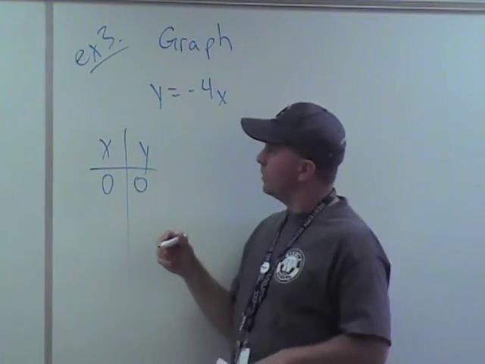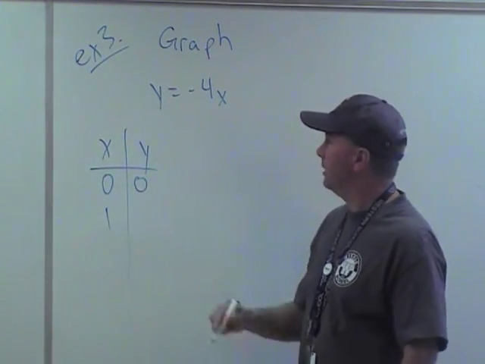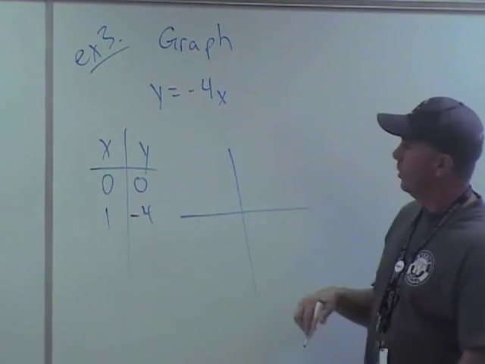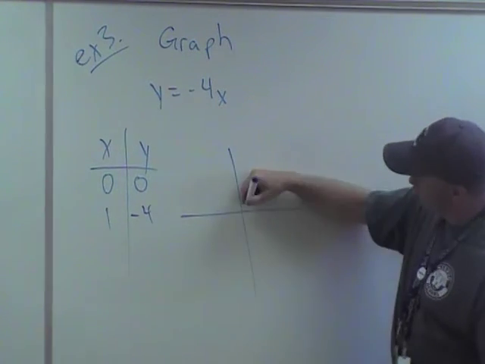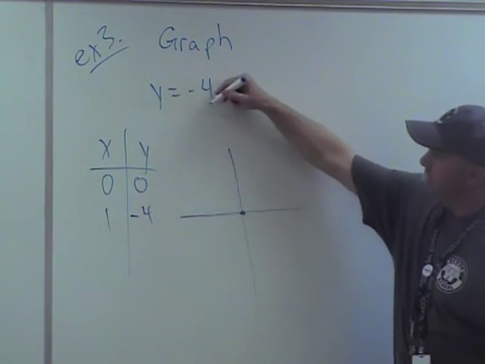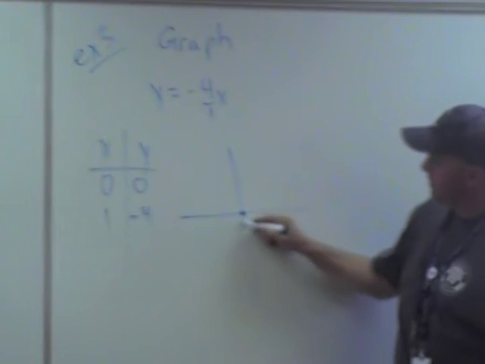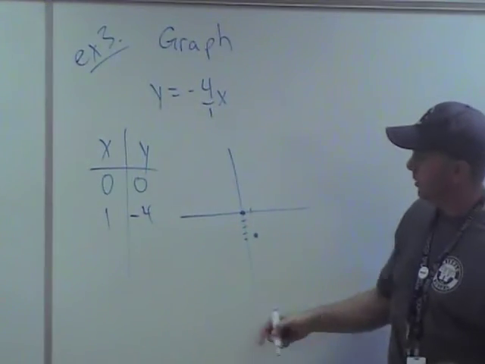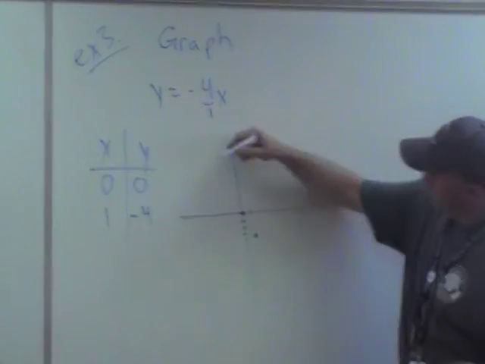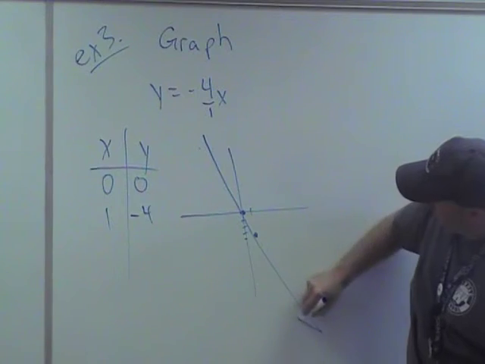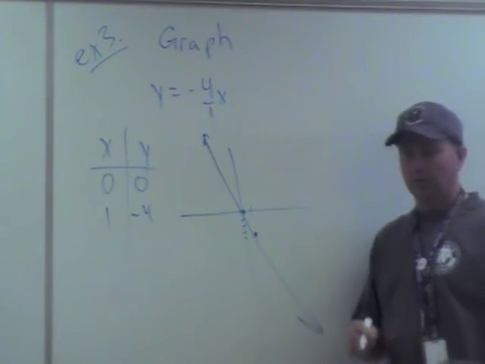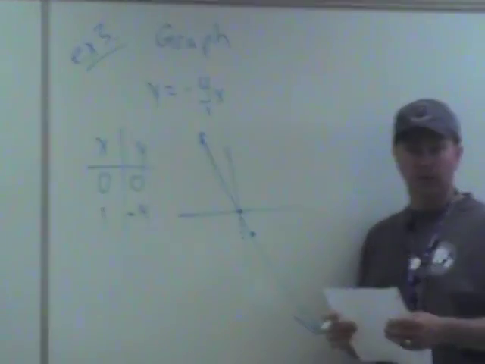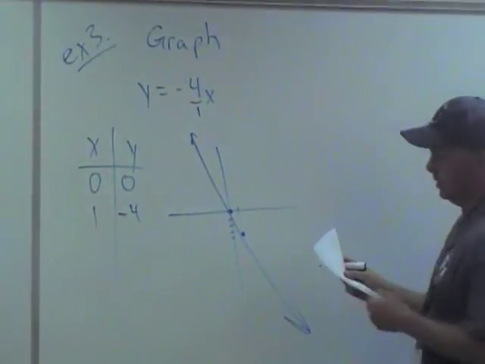Okay. So now I just need another point. I'll plug in 1 for x. What's negative 4 times 1? Okay, graph it. Or if I want to use slope-intercept form, it goes through the y-axis at 0. My slope is negative 4 over positive 1, down 4 and over 1. Or I could have used this point, 1, negative 4. Okay? Simple? Direct variation is actually really simple.